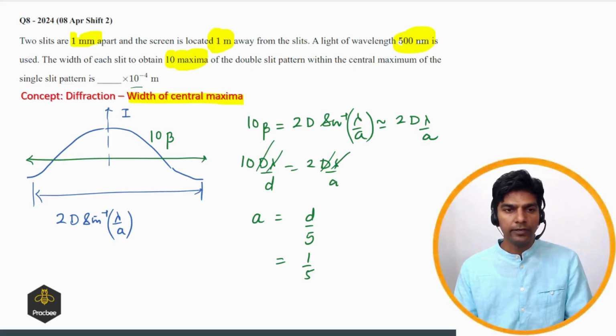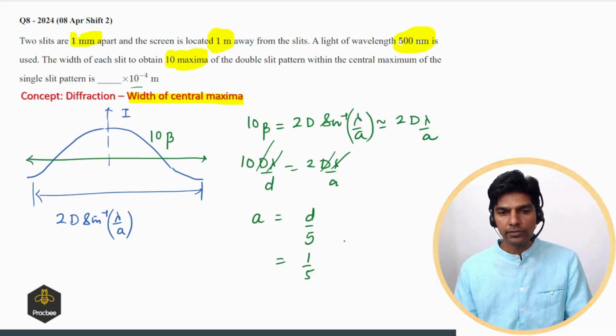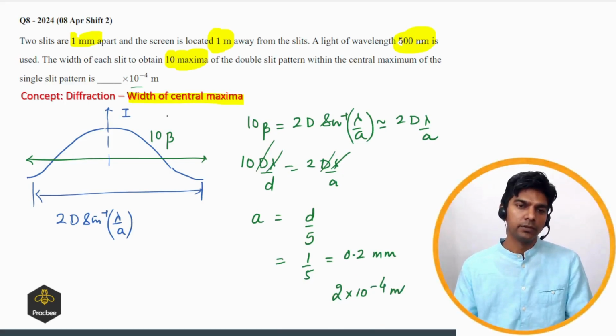So we have to find a, the slit width for the central maximum of the single slit pattern. d is given as 1 millimeter, so it should be 0.2 millimeter, or we can write this as 2 into 10 raised to power minus 4 meters. So 2 is the answer of this question.